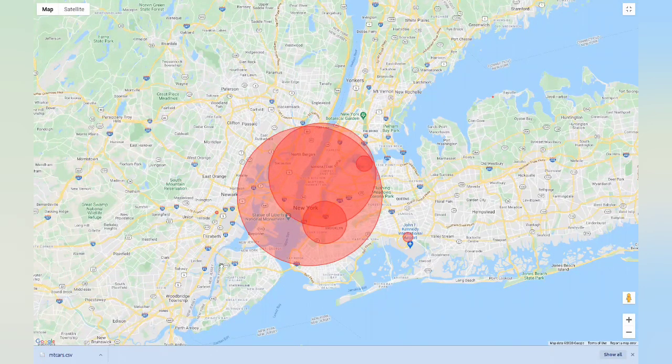That's it. So as you can see, the bigger circle indicates where the center point is. Midtown Manhattan, yeah, sounds about right.